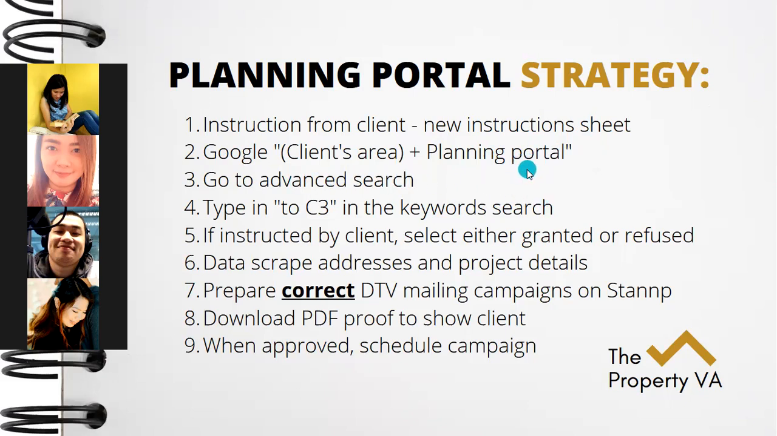When you click on the website, go to advanced search, and there might be a few links that you'll need to click before you actually go to the search page. I'll show you what you might need to go through, okay? But when you're there, go to advanced search, type in the keyword 2C3. Okay, I'll explain shortly what that means. And then if instructed by the client, select either granted or refused. Again, I'll explain what that means.